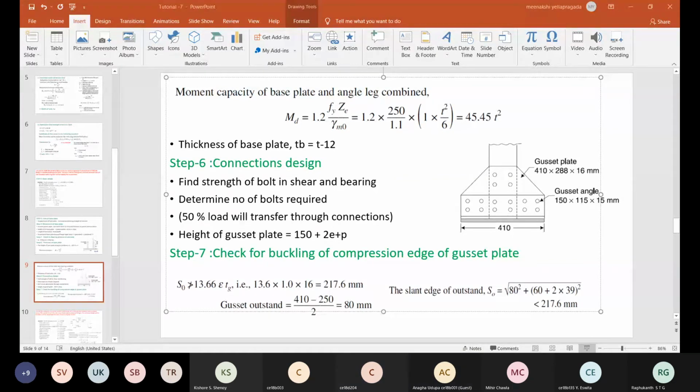Yes, ma'am. Okay, so once we find out the dimensions, like area, width, length and thickness, we'll find out the connections, like how many bolts we have to provide, everything. So you already know how to find the strength of the bolt in shear and bearing, right? You start calculating strength of bolt in shear and bearing. You know the diameter of the hole, you know A and B, diameter of the bolt, bolt hole, pitch, everything. So you find out the strength of the bolt in bearing and shear.